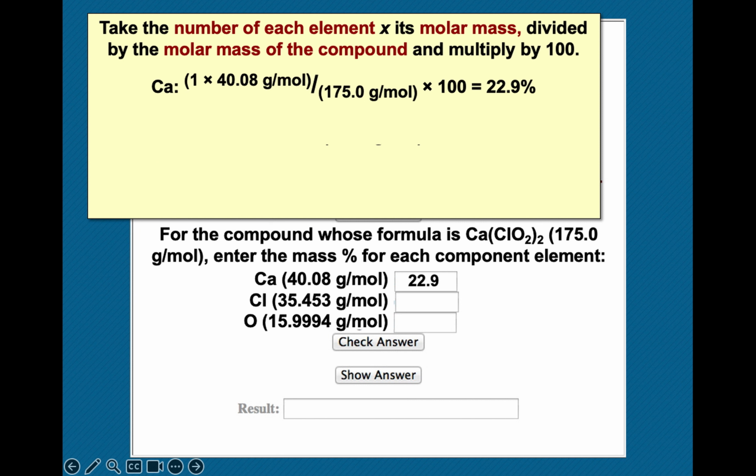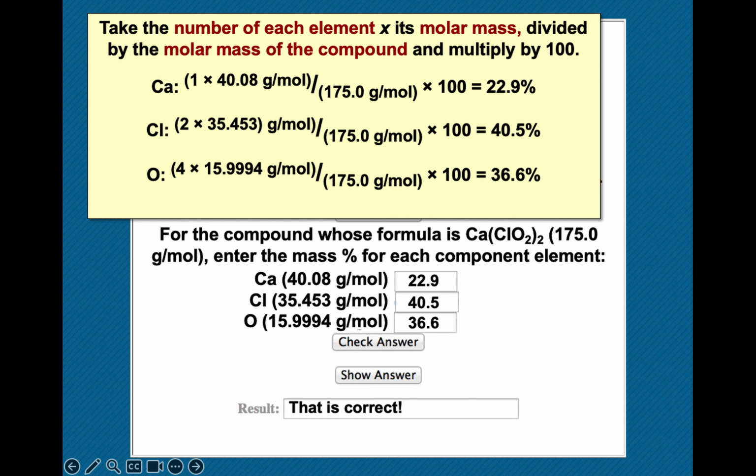40, we have 1 of them, divided by 175, 22.9%. We have 2 chlorines at 35.5 each, divided by 175, 40%. And finally, how many oxygens? We have 2 times 2 is 4 oxygens. 4 times 16 divided by 175, 36%. This time it added up to 100.